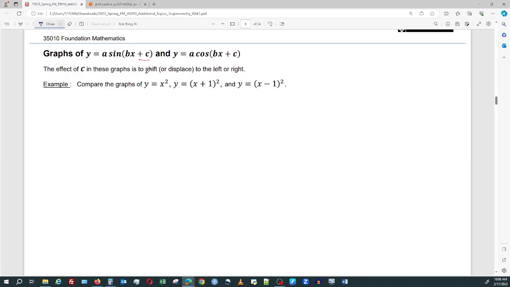Sometimes it's referred to as a shifter, a displacer, or a phase change. All of these terms are reasonable, and so they get emphasised one way or the other, depending on the context. So a phase change, and a phase change will have a shifter.